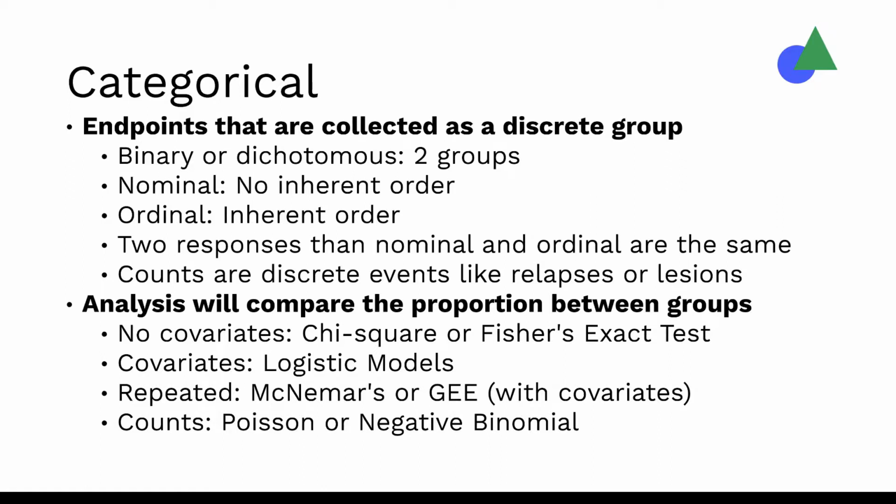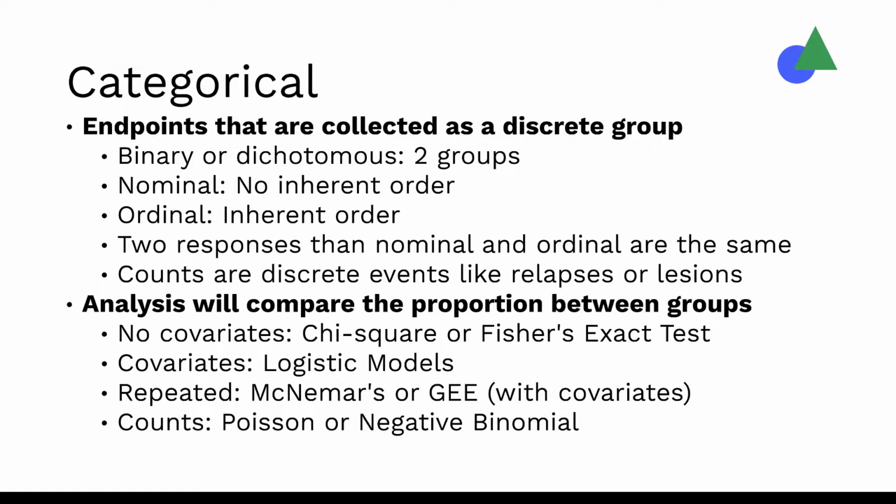So as you think about it, somebody is either a current smoker or not a current smoker. You may have definitions, so it may be less than 100 cigarettes in a lifetime. It makes them a non-smoker. Nominal means there's no inherent order, so think about Republican or Democrat. Ordinal means that there is an inherent order, so low, medium, high.